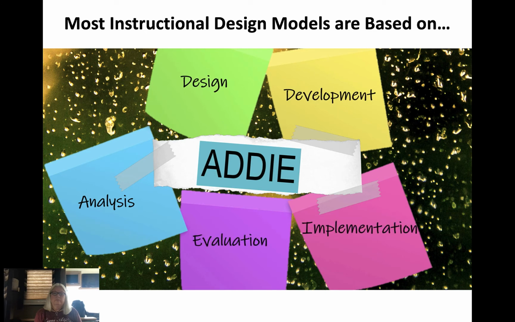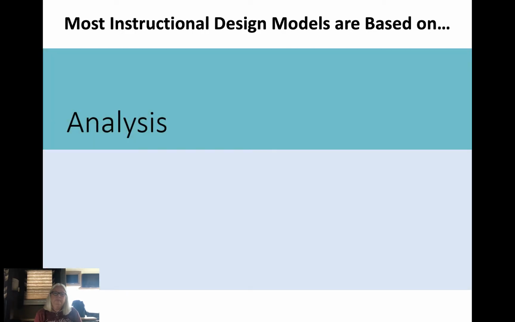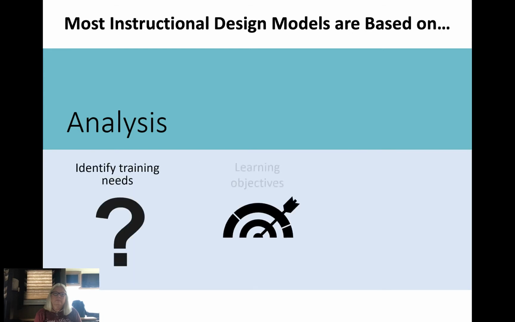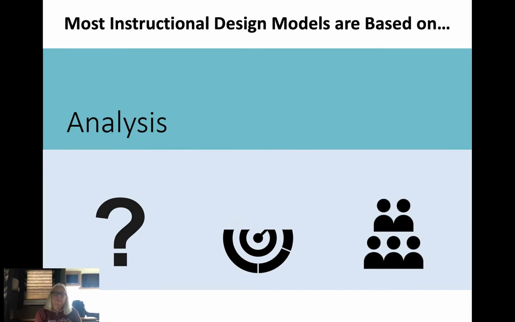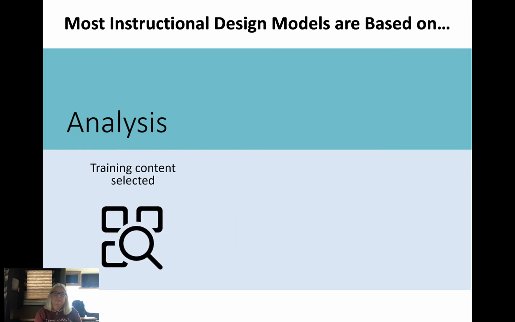Let's take a look at each of these in more detail, starting with the analysis stage. At the analysis stage, instructional designers gather information and make decisions that will make the training development process much smoother later. There are several major activities that occur at this stage. Instructional designers identify the training needs. Learning objectives are created that address the needs. They define who their audience is to which the instruction will be targeting. The training content is selected that will help the target audience achieve the learning objectives.